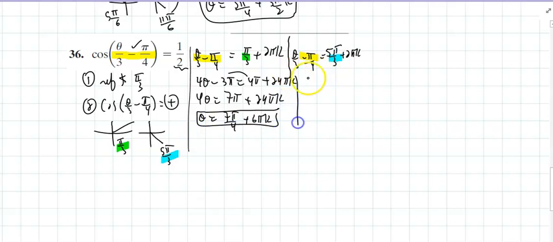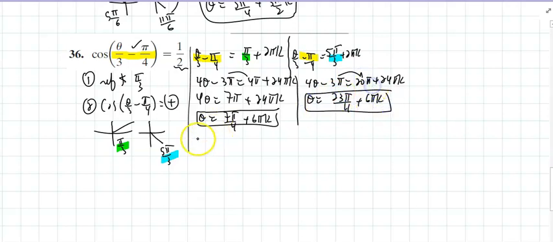And if I do the same right here, clear the fractions, 4 theta minus 3 pi will equal 4 times 20 pi plus 24 pi k. Divide by 4. After you move this, that will be 23 pi divided by 4 plus 6 pi k. And if I let k equal 0, remember I want the solution between 0 and 2 pi, theta will be 7 pi over 4. And this will give 23 pi over 4.